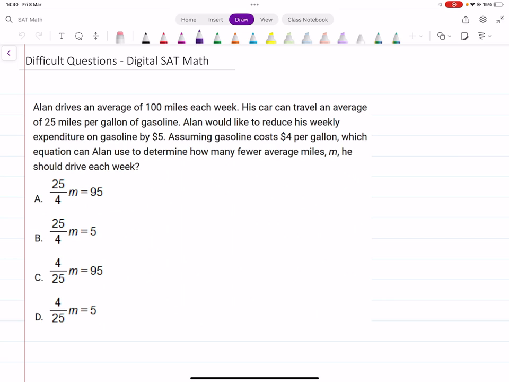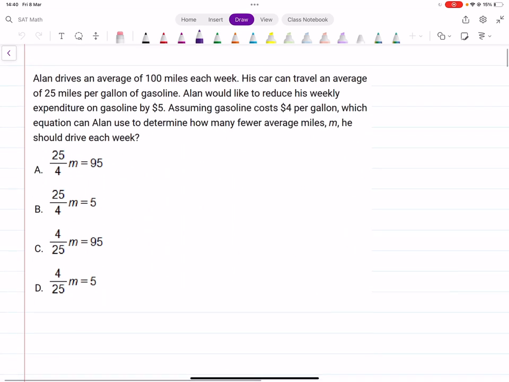So these are all questions taken from the official College Board website. So they're all official digital SAT math questions. So I hope they help everyone else as well. So let's start with this.